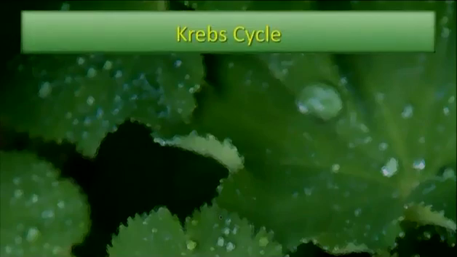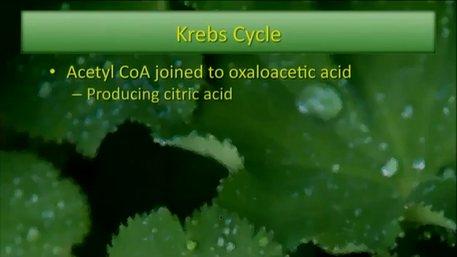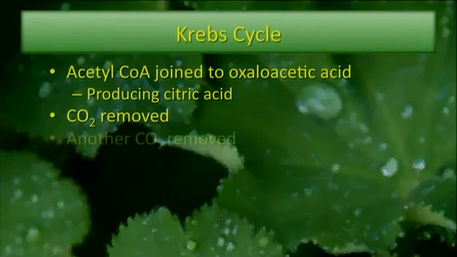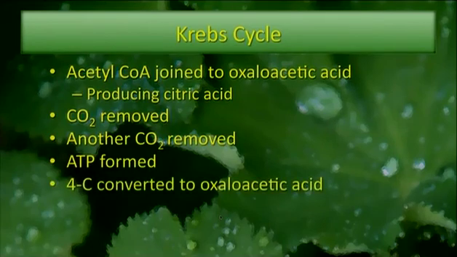Now the Krebs cycle. We have acetyl coenzyme A joined to 4-carbon oxaloacetic acid to make a 6-carbon citric acid. A carbon dioxide is removed, producing a 5-carbon compound. Another carbon dioxide is removed, producing a 4-carbon compound. An ATP is formed, and the 4-carbon compound is eventually converted to oxaloacetic acid.